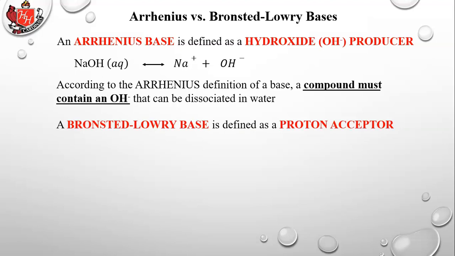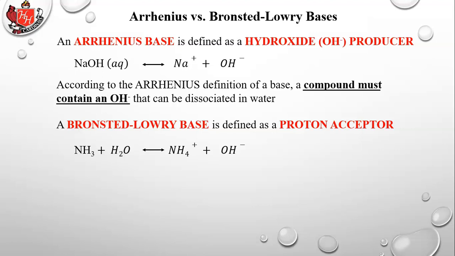Now a Bronsted-Lowry base is defined as a proton acceptor. You'll notice that here the sodium hydroxide produced an OH- without accepting a proton. So Bronsted-Lowry has a different definition. Here's an example of a Bronsted-Lowry base. The Arrhenius base is a more direct way of producing a base. It just breaks apart and produces an OH- in the solution. Remember, that's the definition of a base. It has to produce OH- in solution.